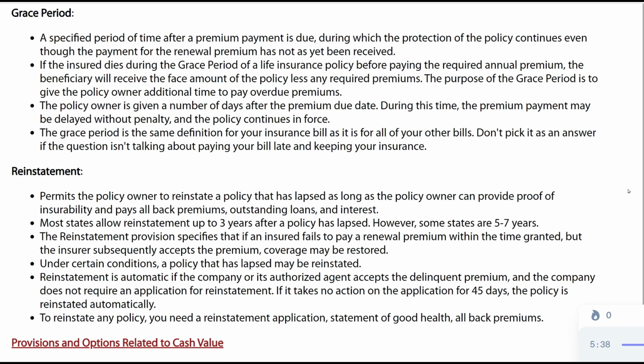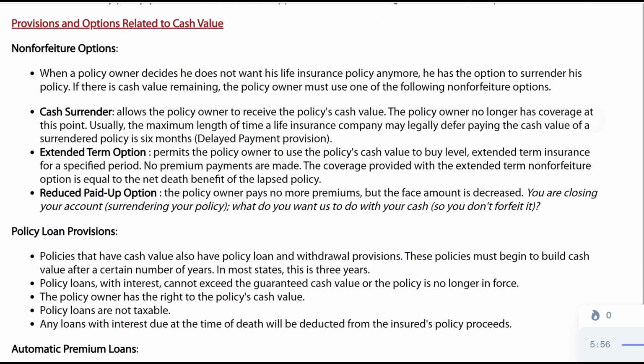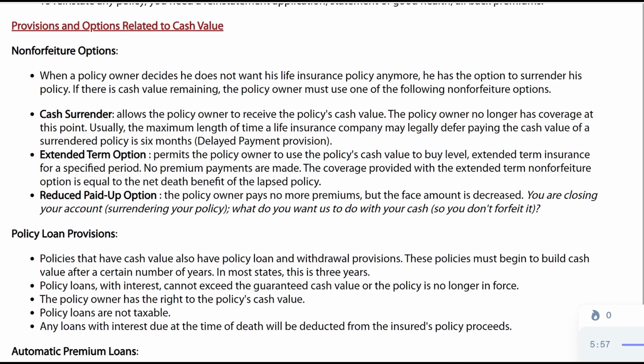Reinstatement is automatic if the company or its authorized agent accepts the delinquent premium, and the company does not require an application for reinstatement. If it takes no action on the application for 45 days, the policy is reinstated automatically. To reinstate any policy, you need a reinstatement application, statement of good health, all back premiums, provisions and options related to cash value.